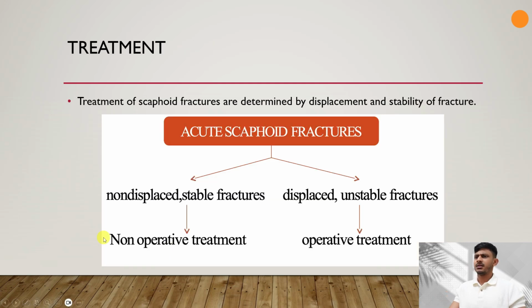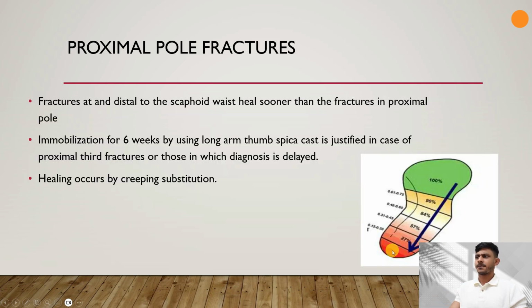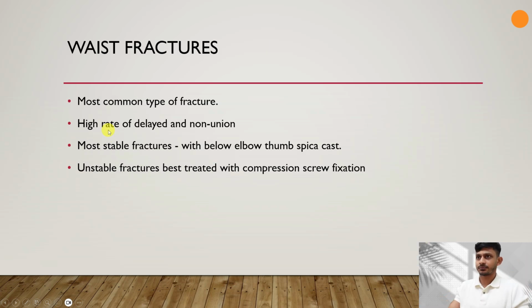So treatment. Non-displaced stable fractures are treated non-operatively, whereas displaced unstable fractures usually are treated by operative treatment. So this is a good diagram showing how, as the fracture line moves more proximally, the union rate decreases. You can see here tuberosity and distal pole fractures usually completely unite most of the time. Waist fractures, the most common type of fractures, have a high rate of delayed union and non-union.